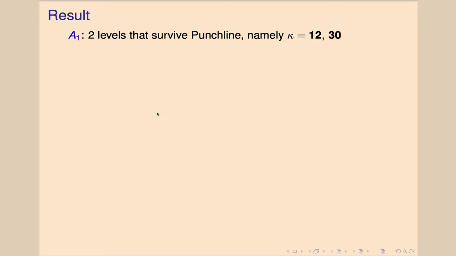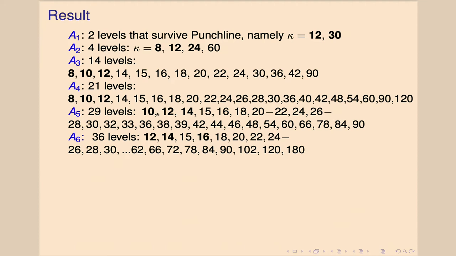So for A1, the only things that survive are these two levels. So what this means is only when K plus the dual Coxeter number equals 12 and 30, those are the only possible ones that have any chance to have an exotic extension. For A2, it's these ones. And so the boldface means there does exist an exotic extension there. So for A3 and A4, et cetera, this is the answer that you get. So for A6, for example, you get three.